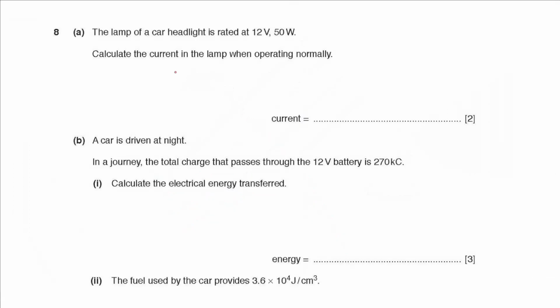Question 8a says the lamp of a car headlight is rated 12 volts and 50 watts. Calculate the current in the lamp when operating normally. So current is equal to power divided by voltage. We have 50 divided by 12. That gives an answer of 4.16 recurring. We can approximate that to 4.2 amperes.